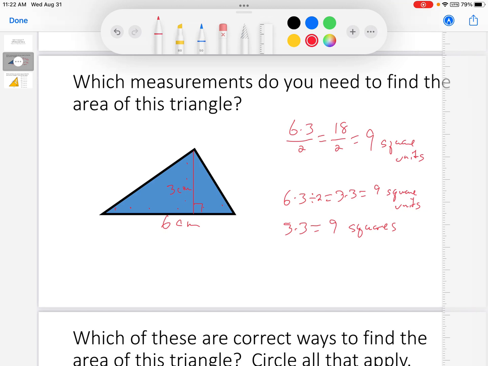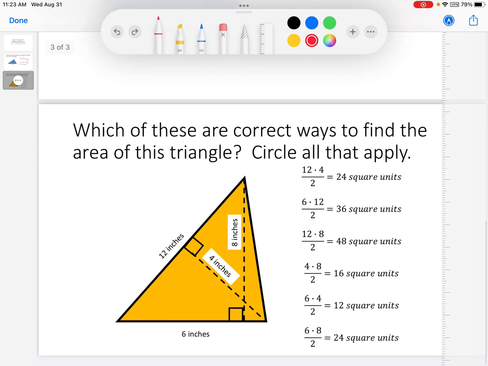That is the key. But remember, the key to this is you need one of the sides and something at a right angle. I could have done this side and then drawn a right angle there, or I could have done a right angle there with this side. All of those are correct. You need one side and a right angle.